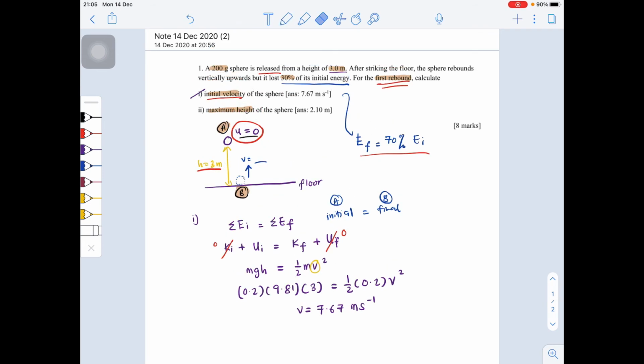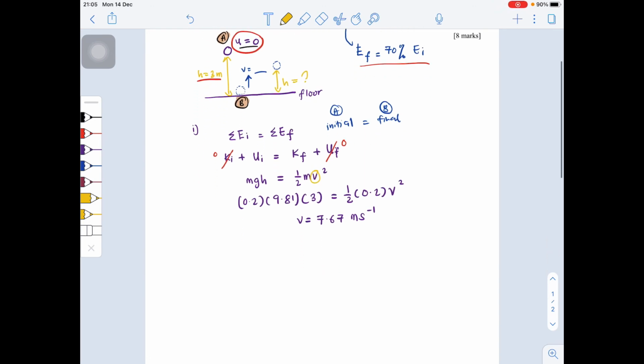So the next question we want to find is the maximum height of the sphere. After this sphere rebounds, maybe it rebounds going here, and then we want to know what is the maximum height it can reach. So we want to find what is the maximum height here.